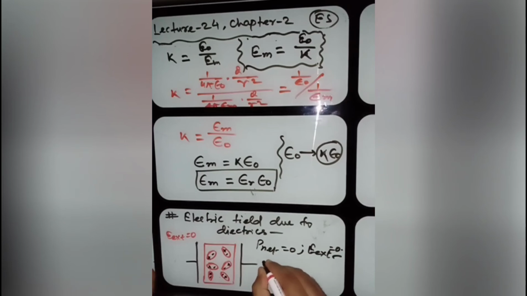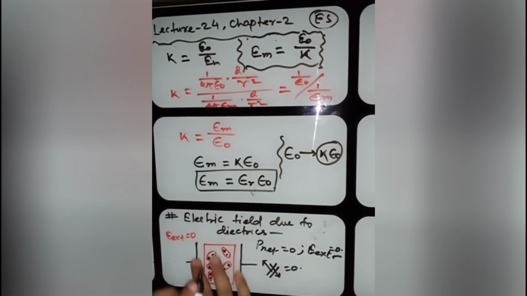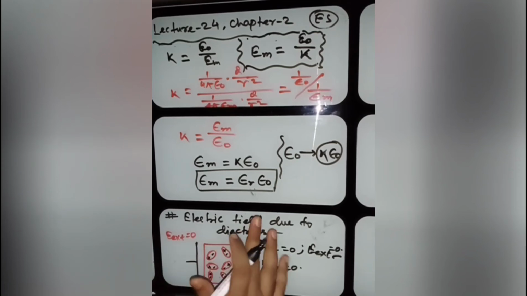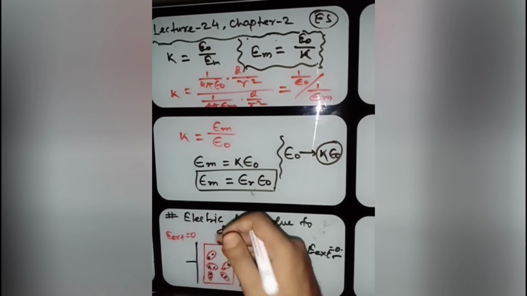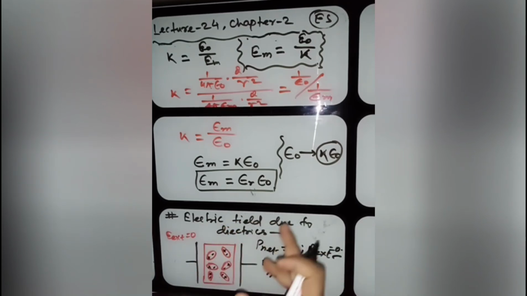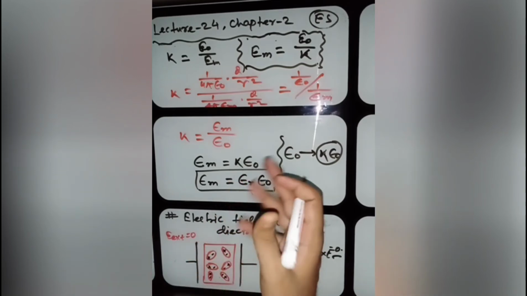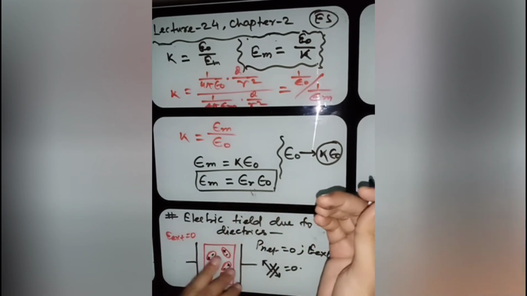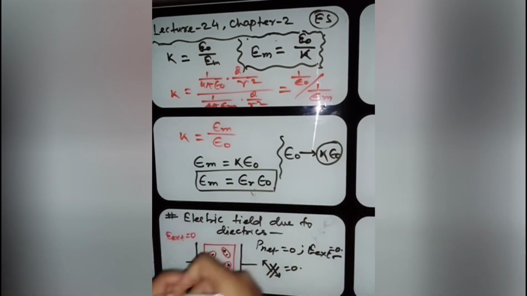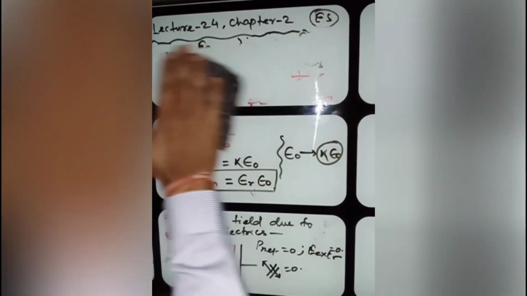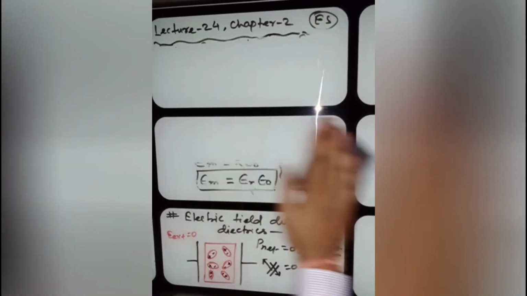Suppose one dipole moment is in this direction and another in this direction, so the net will cancel out to give 0. So the atoms are oriented in such a way that the net dipole moment of a polar dielectric is 0, and a non-polar dielectric already has net dipole moment 0 in the absence of an electric field. Now what will happen if we supply the electric field?